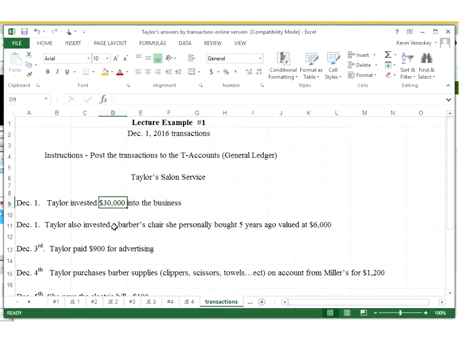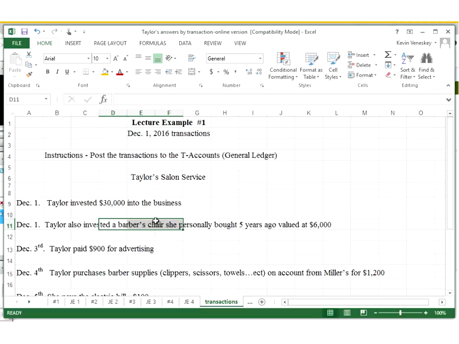All right, let's look at transaction number 2. The owner, Taylor, also invested a barber chair that he bought 5 years ago, and it was valued at $6,000. Okay, so we have to ask ourselves the two questions. The debit question: what did the business get? Well, if I read through this, the business got a barber chair.